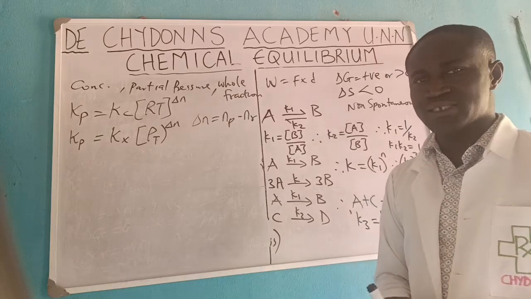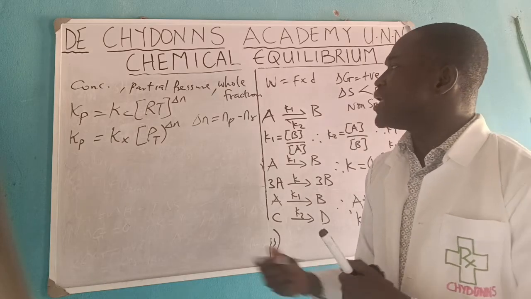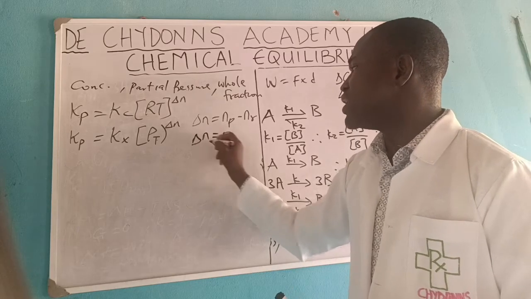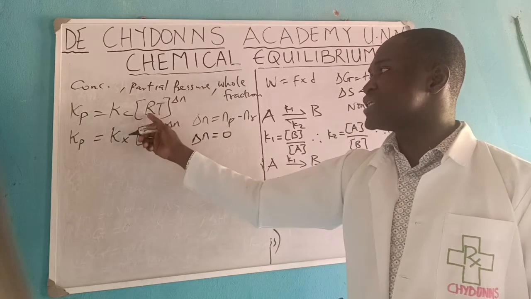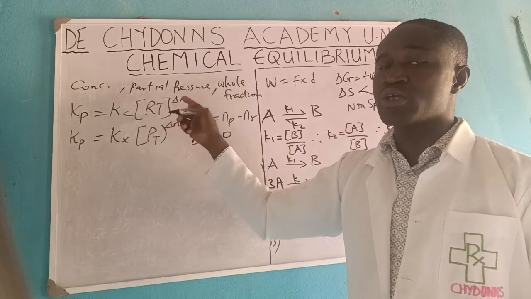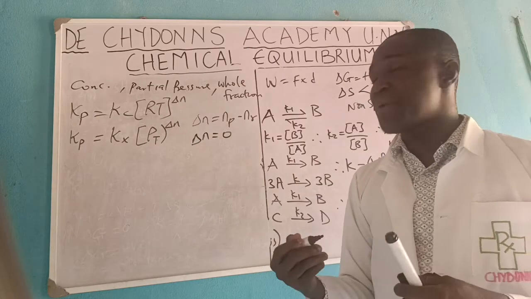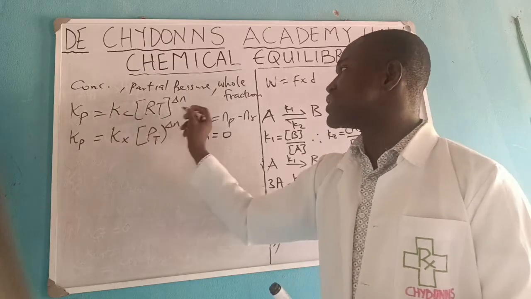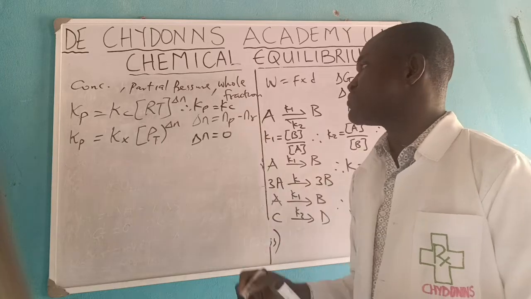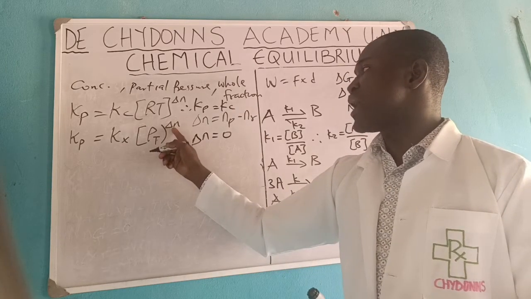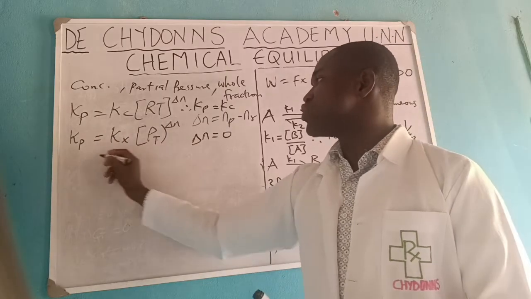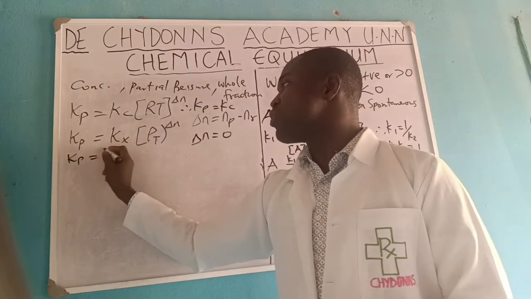Do you get it? Now, that means when change in n is equal to 0, you put 0 here, and everything here will be 1. RT raised to the power 0 is 1, because in indices, anything raised to the power 0 is 1. 1 times this will give you that Kp is equal to Kc. Then for this one, PT raised to the power 0 is also 1. This will also give you that Kp is equal to Kx.